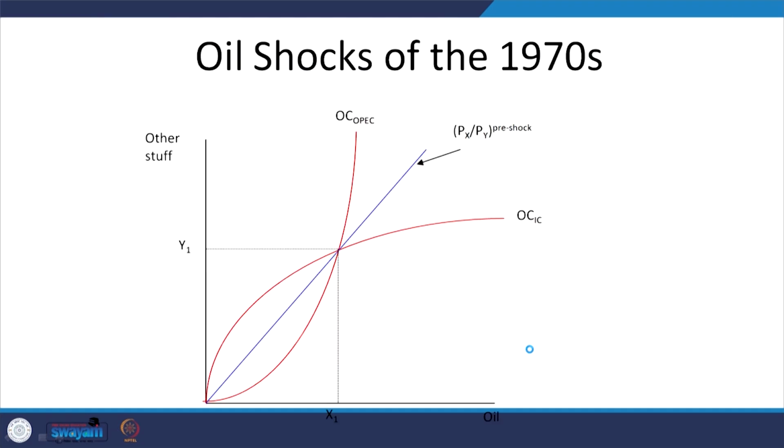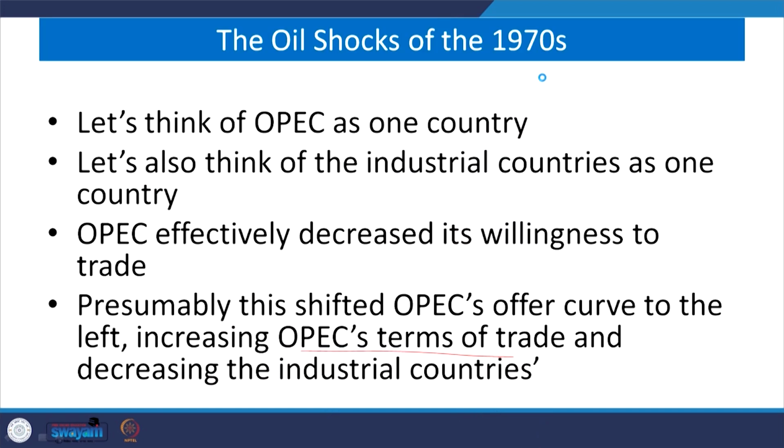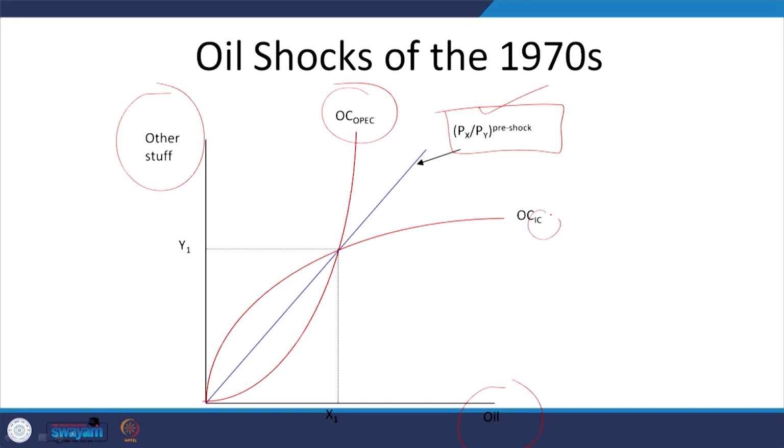Now, if oil is presented here in this diagram and the other goods are here for the OPEC, what is really important here? Now, the OPEC offer curve is presented in this offer curve, and this is the price line, the relative prices of export or import before the shock. This is the pre-shock price ratio or the terms of trade. Now, based on this, this is basically industrialized countries. IC stands for industrialized countries. Now, this stands for OPEC countries.